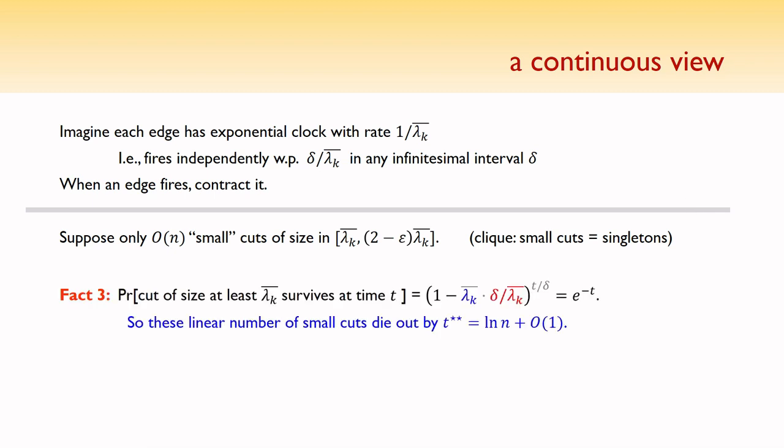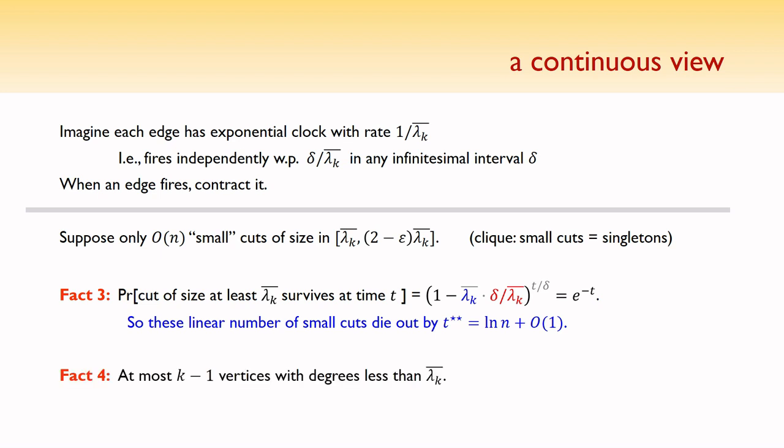In this case, what is the probability that a given cut of size at least lambda k bar, we're using the lower bound here, survives by some time t? It is e to the minus t. And if there are only a linear number of these, then we should expect them all to die out by time ln n. We should expect at most, let's say, 1 left. And ln n is much less than 2 ln n, which means that from time ln n to 2 ln n, we should expect there to be no small cuts remaining.